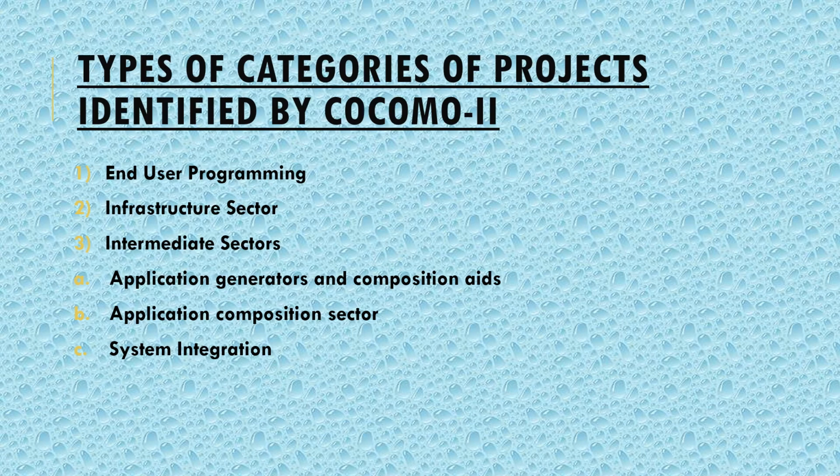Then the second part is the application composition sector. It includes various applications that are difficult to handle by the previous solutions, but which are rapidly composable from interoperable components. These applications are very complex and large, and require specialized developers for the development process. Then the next one is system integration. It deals with highly embedded systems that are very large scale, and it requires a significant amount of development activities which need to be taken care of.